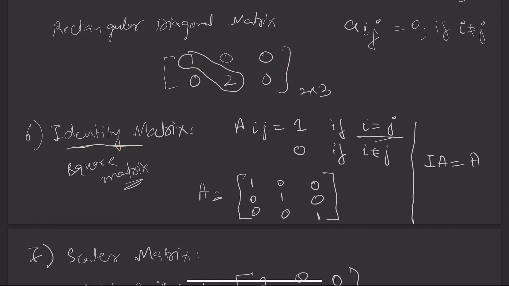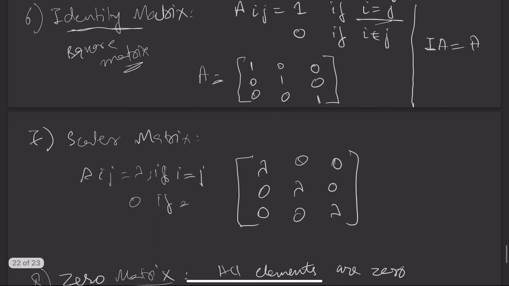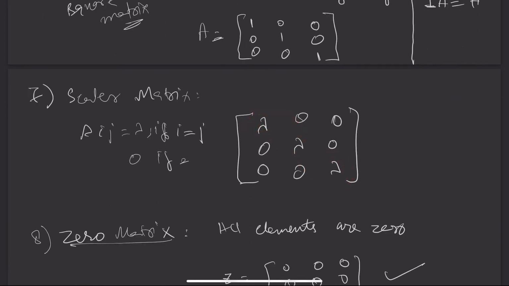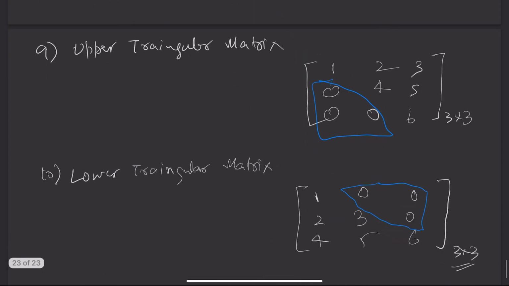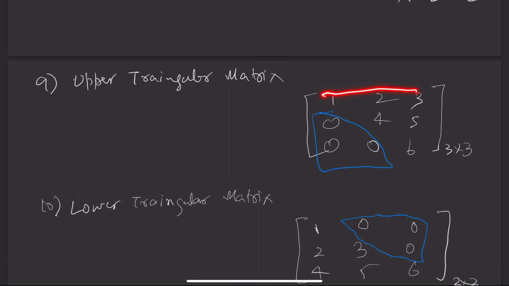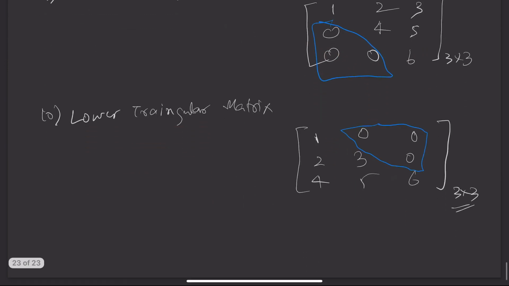Then we have seen an identity matrix, where all the diagonal elements are 1 and all the non-diagonal elements are 0. Scalar matrices, where diagonal elements are equal to some scalar value. It can be anything, like 2, 3. The zero matrix, where all the elements are equal to 0. Upper triangular matrices, where all the elements above the diagonal are non-zero, including the diagonal. That means all the elements below the diagonal are 0. And in case of the lower triangular matrices, all the elements above the diagonal are 0. So only the values in the diagonal and the elements below the diagonal are non-zero. So yeah, that's it.